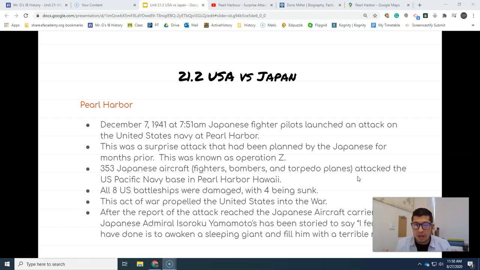And Admiral Yamamoto, who was the planner on Operation Z, has a very famous quote: "I fear all we have done is awaken a sleeping giant and fill him with a terrible resolve." So he kind of realized that maybe they poked a bear that they shouldn't have poked, and now that bear was awake and angry. Right?